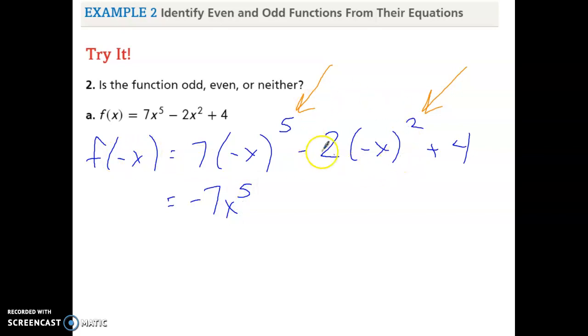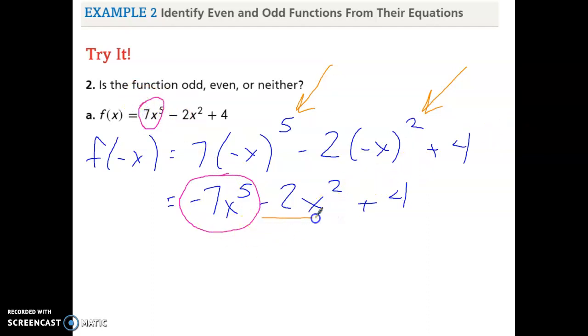All right, now let's check this one. I have an even exponent, so that means this is going to be positive. Negative times positive is negative 2x squared. Then the plus 4 just comes down. Okay, so let's see what we have here. I noticed that this one is exactly the opposite of what we had here. But then I also noticed that these two are the same as what we had here.